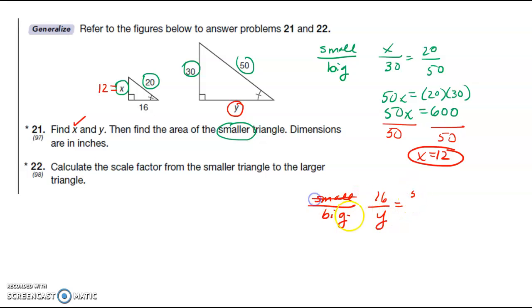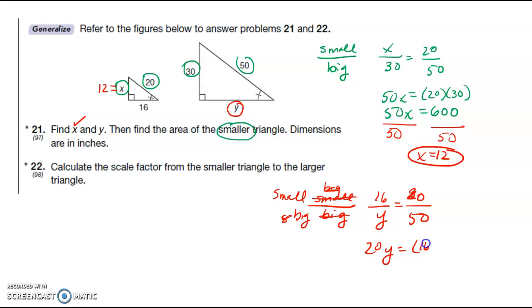Actually, this is big to small. My bad. No, it's not. I had it right. Good gravy. Because that's small, that's big. So this is going to be 20 over 50 again. That's a 20. Okay, so then we cross multiply.